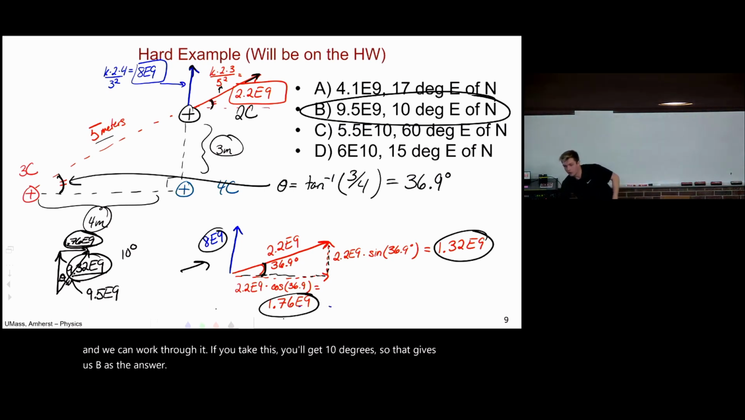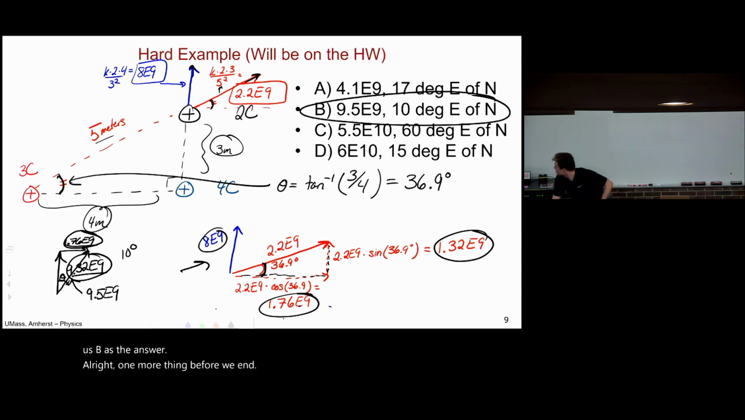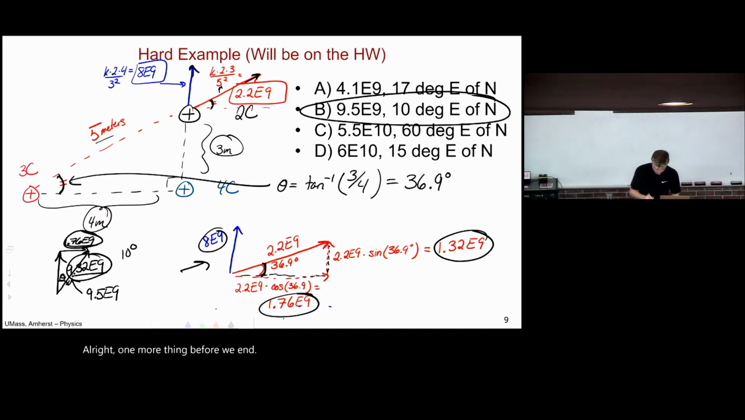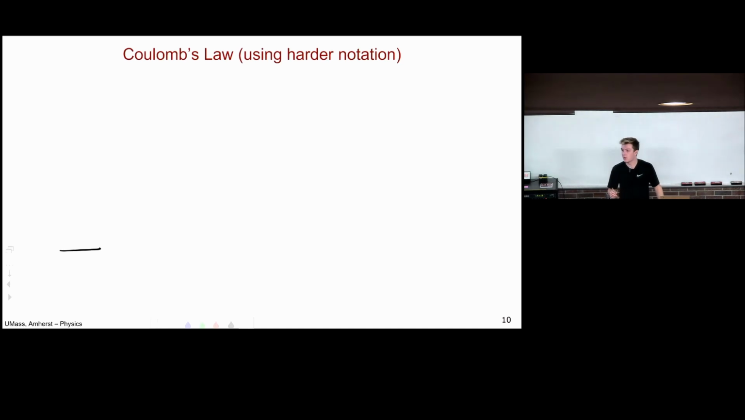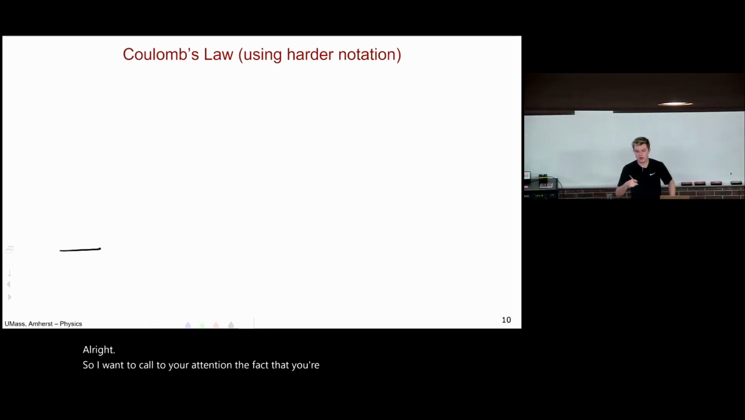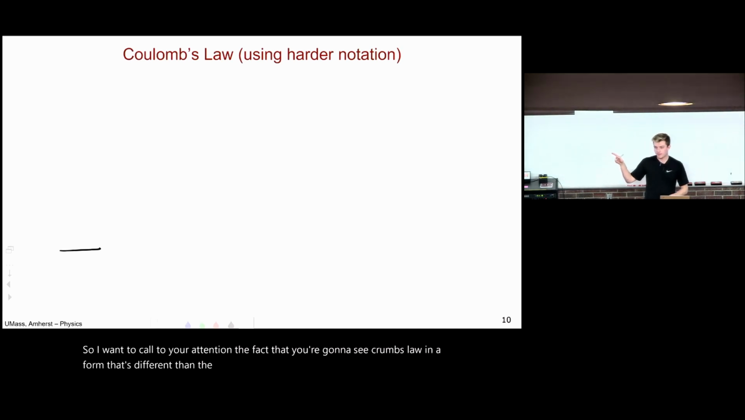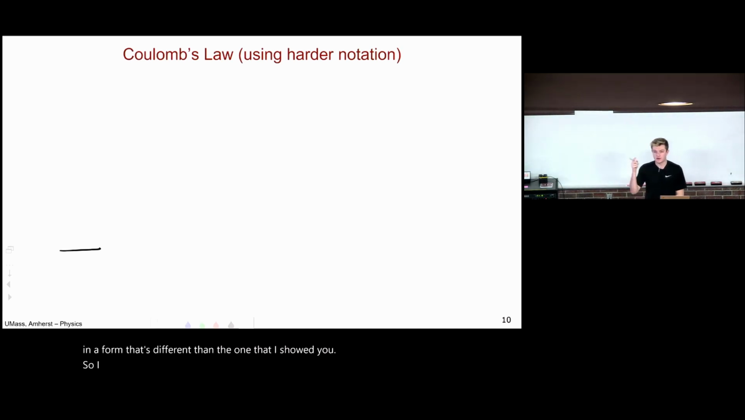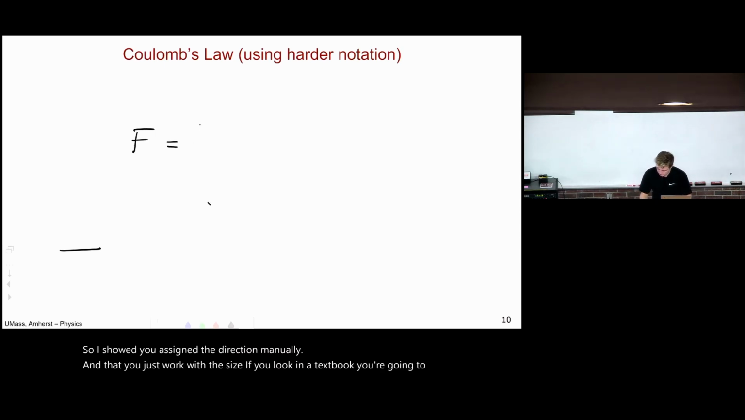All right, one more thing before we end. I want to call to your attention the fact that you're going to see Coulomb's law in a form that's different than the one that I showed you. So I showed you that you assign the direction manually and that you just work with the size. If you look in a textbook, you're going to see this equation.